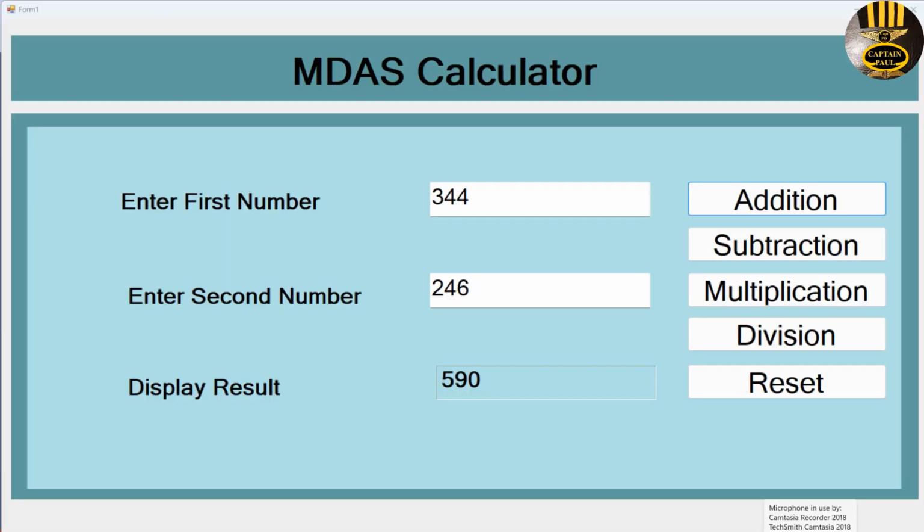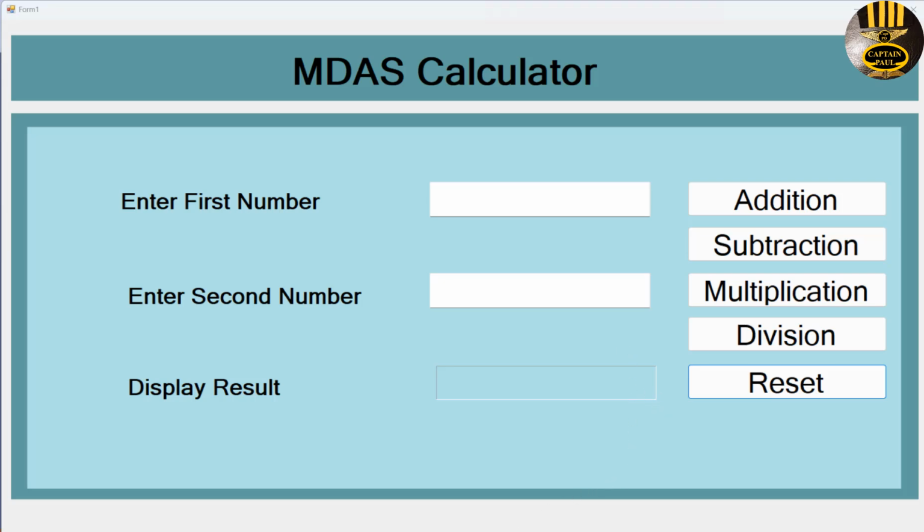Hey guys, and welcome to C Sharp tutorial for beginners of MDAS calculator. So let me show you guys how this works. We can reset and we can also enter some data in there. And right here, add, subtract, multiply, division, and reset. So what I'm going to do now is I'm going to take you guys straight into C Sharp development environment.